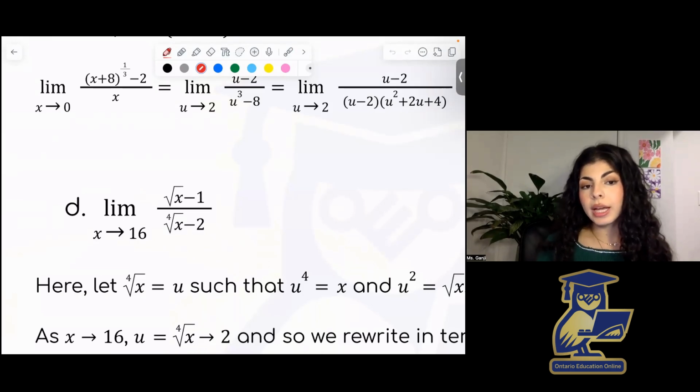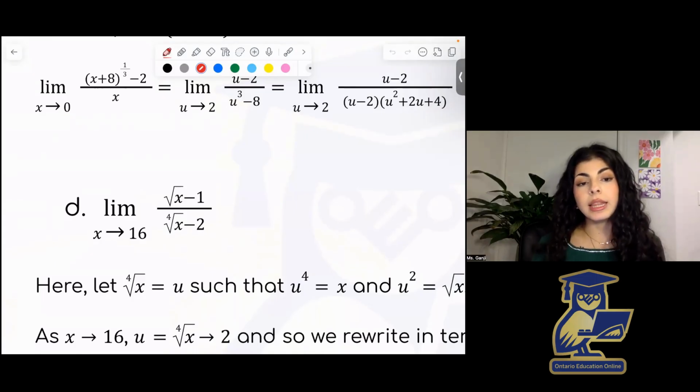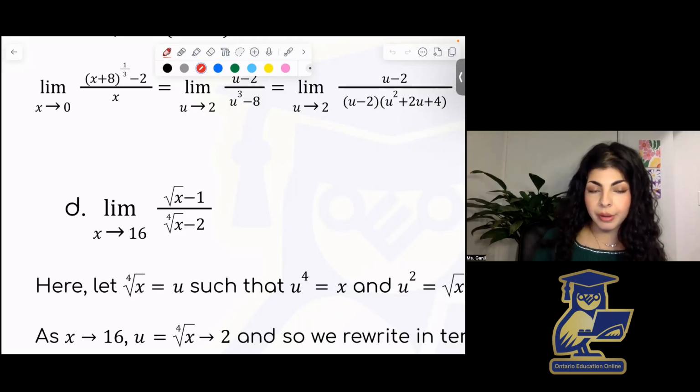Okay, now we're going to look at another example here. And this one now has a square root both in the numerator and the denominator. And so here we have a root of 4. So as x is approaching 16, that denominator is going to become 2 minus 2, which is 0. And if you try multiplying by a conjugate to rationalize, it's not really going to work. So we're going to attempt change of variables here to see how it's going to look.